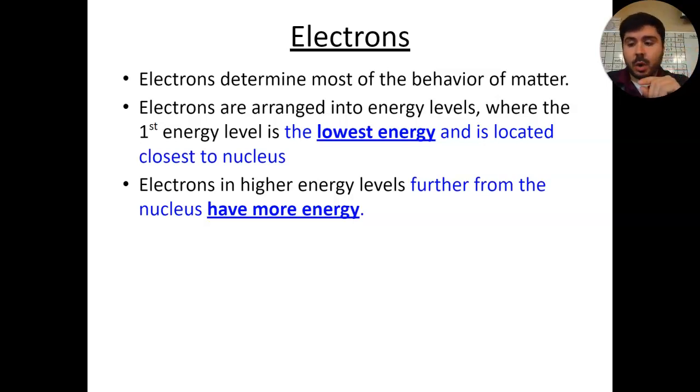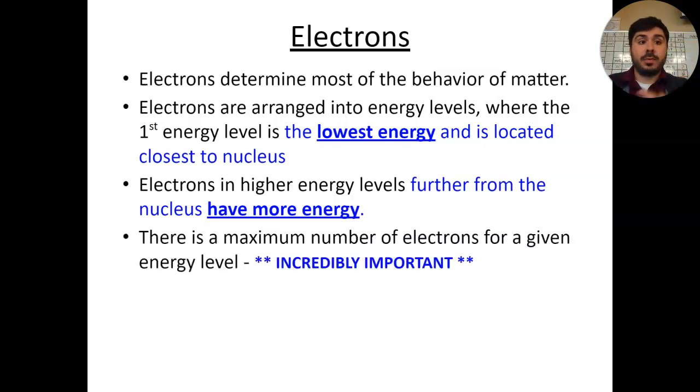And guys, just so you are all paying attention, the bolded and underlined words are things I also want you to put some emphasis on too. So when you see lowest energy in bold and underlined, please do the same thing. And when you see have more energy in that third bullet point there, it's probably best that you highlight it, circle it, whatever. Okay.